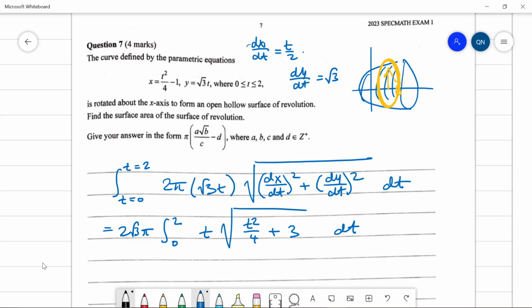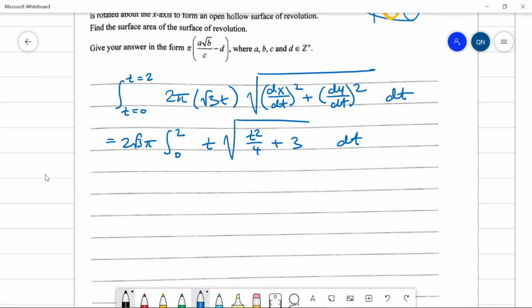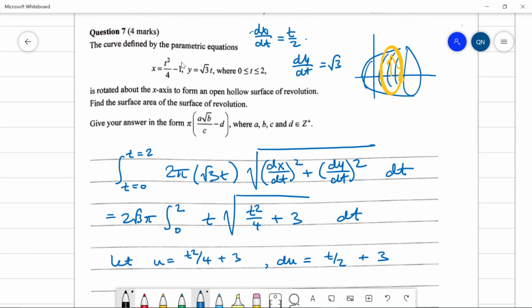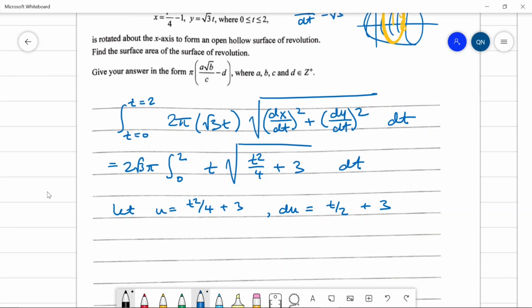Okay, so what can we do now? Let's just do a substitution. So we're going to let u be equal to t squared on 4 plus 3. Okay, so what's du going to be? Du is going to be t on 2 plus 3. Is that right? Why am I getting t on 2 again? So t on 2, if you square that, you get t squared on 4. Okay, that should be fine. No, it's not plus 3 because the derivative of the constant is zero, I'm silly. And then dt. Clearly I'm so rusty with this.